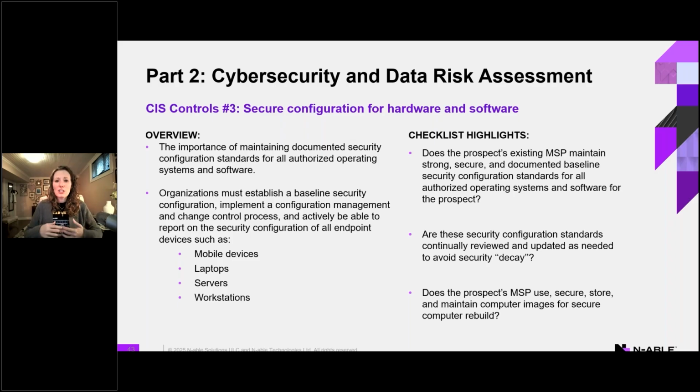So organizations are directed to develop strong, secure baseline configurations for each deployed software system, and they're directed to maintain documented security configuration standards for all authorized operating systems and software. And then this is something that you, as their hopefully new MSP, would be taking ownership of and managing for them, again helping to reduce their risk exposure.